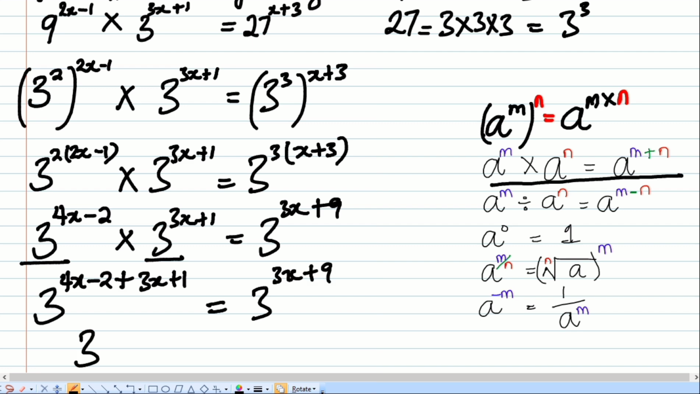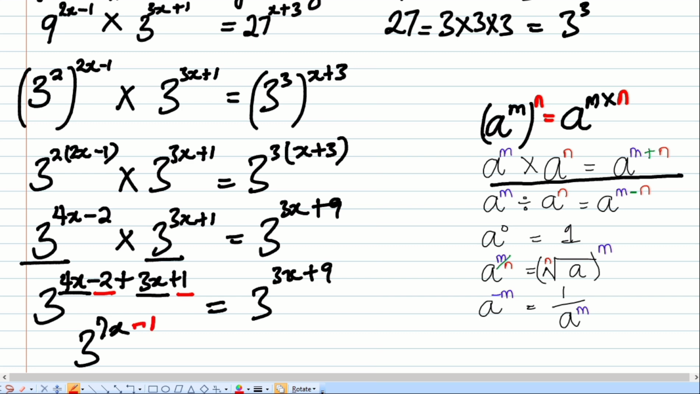So we have collecting like terms here. You see this 4x and this 3x. 4x plus 3x is 7x. So I have 7x. Then we have negative 2. You see this negative 2 plus 1. So minus 2 plus 1 is minus 1. So I have minus 1.